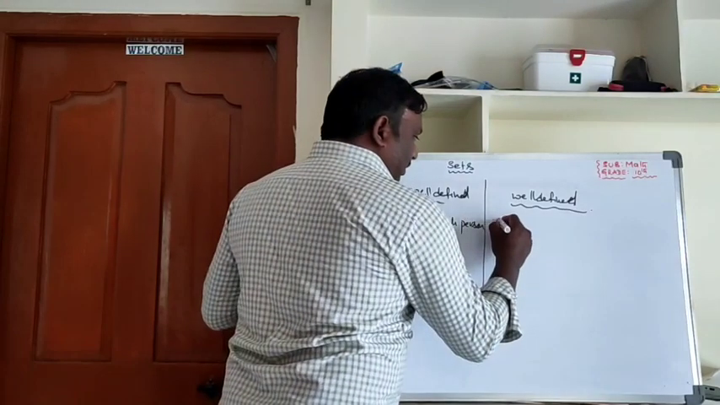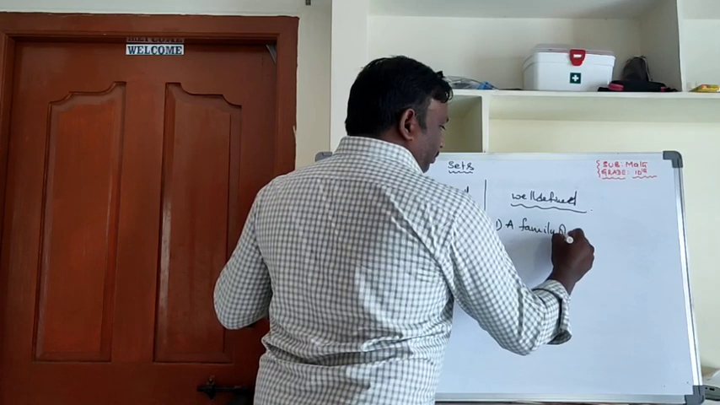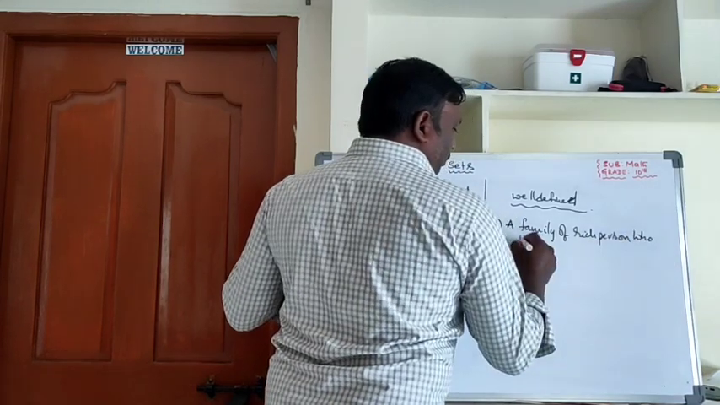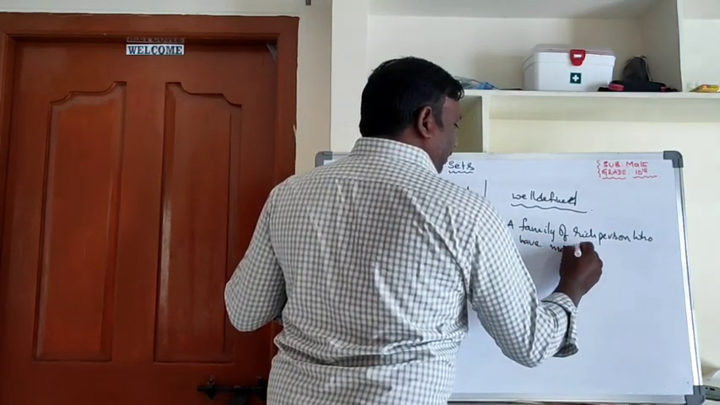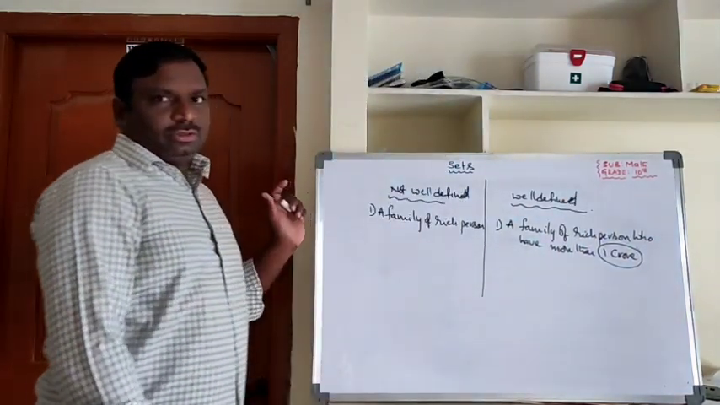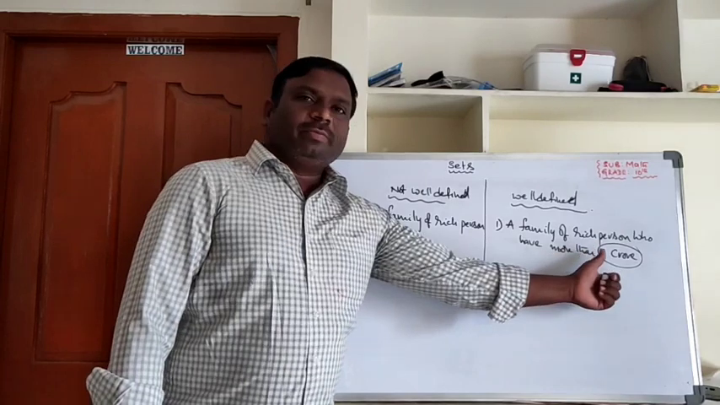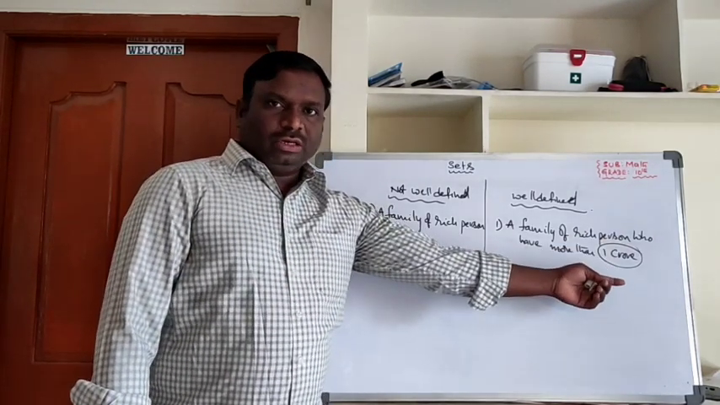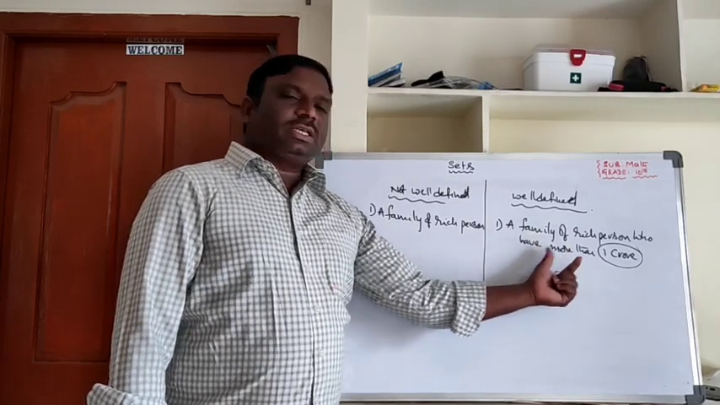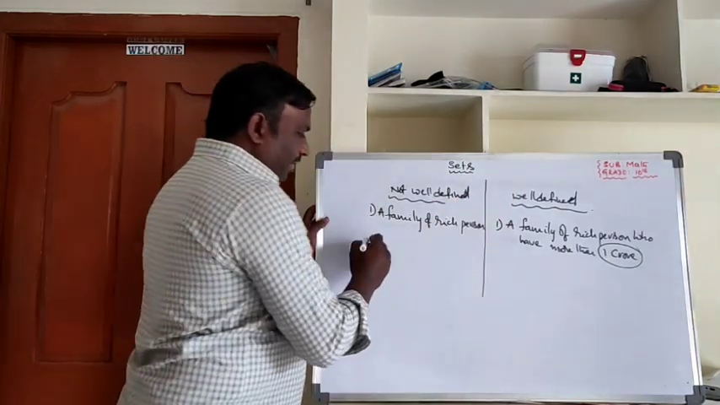Then what about a well defined set? A family of a rich person who have more than 1 crore rupees. This is the common property. So we can take all the persons who have more than 1 crore rupees. That's why this is a well defined collection of objects. Objects are here persons. That is well defined.